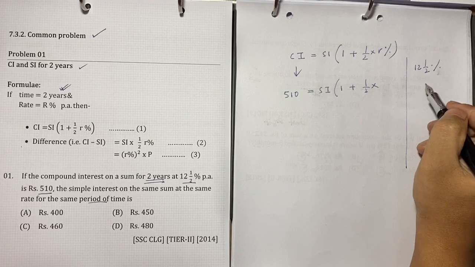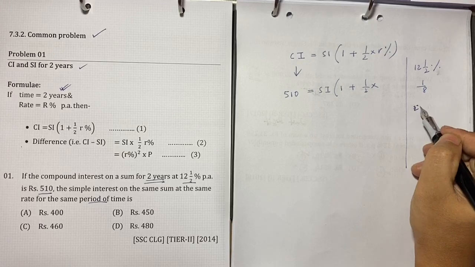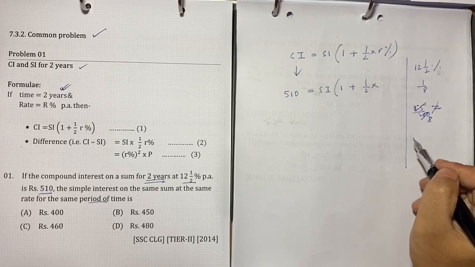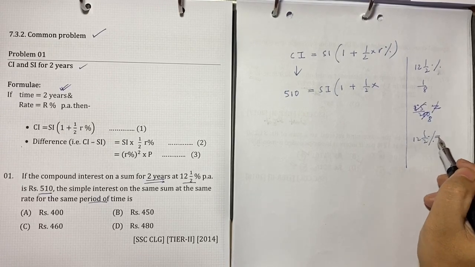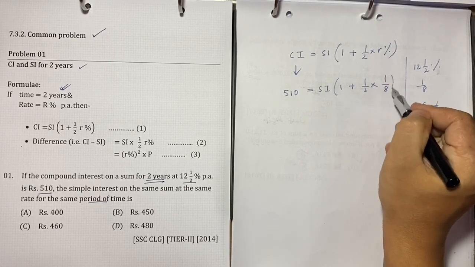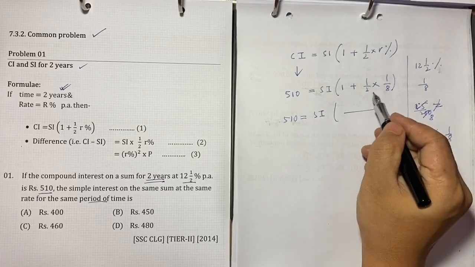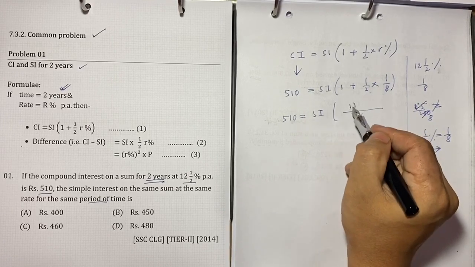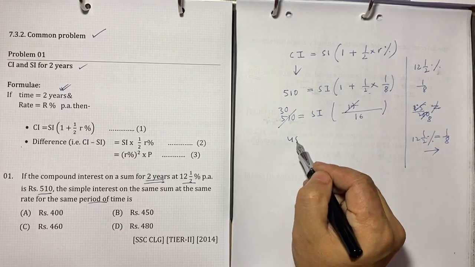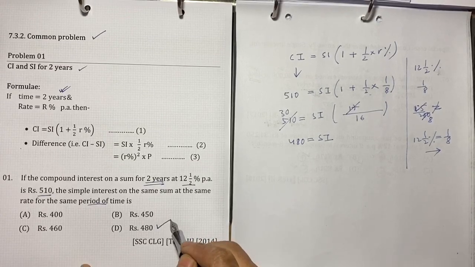That is nothing but 1 by 8, cancel. 24 plus 1 is 25 divided by 2% is also divided by 100, cancel, 1 by 8. So 12 1 by 2% equals 1 by 8, a common fraction to know by heart. So 510 equals simple interest into 1 plus 1 by 8. LCM gives 16, 16 plus 1 is 17, cancel, I will get 30, multiplied gives 480 equals simple interest. So learn this formula by heart.